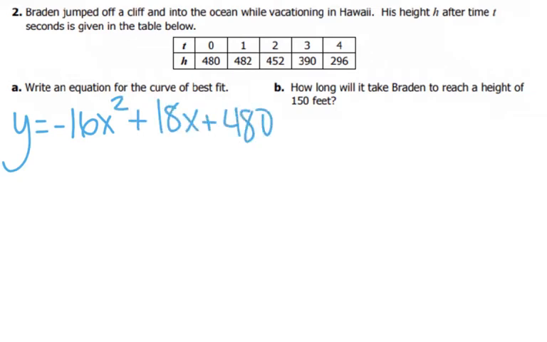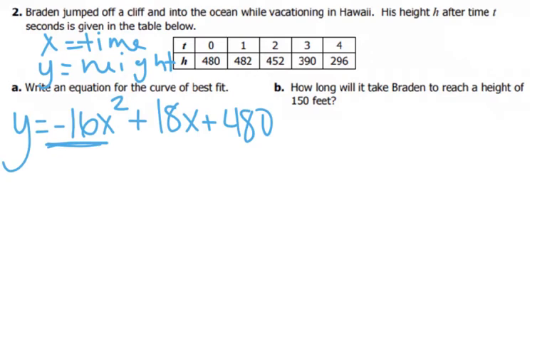So let's talk about what the variables are representing. X is talking about time, and y is talking about height. And usually it doesn't change. That's pretty much what it always is. Remember we talked about how negative 16 is the gravitational constant. That's why that negative 16 keeps popping up.